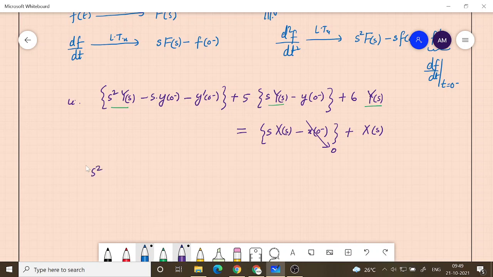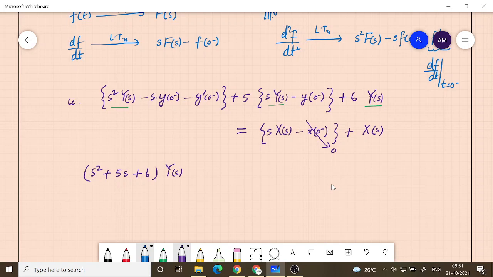That is s square, and then let's combine these terms. Here we have s square, which I wrote already, and from here I will have 5s after multiplying 5 with s, and then I have plus 6. The whole thing multiplies Y of s, that is one term.